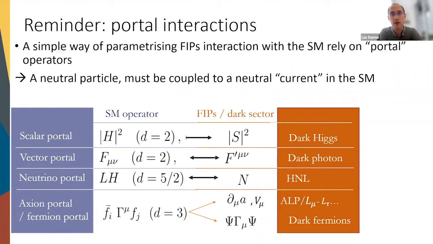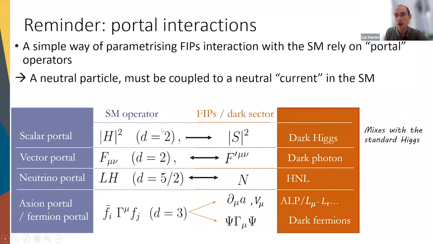What we saw during the first lecture was that it was very useful to parameterize the interaction between the feebly interacting particle and the standard model via what was called the portal operator. Basically, objects made from standard model fields in such a way that they were gauge singlets. This was the case because of course any feebly interacting particle should not interact via the standard model gauge groups.